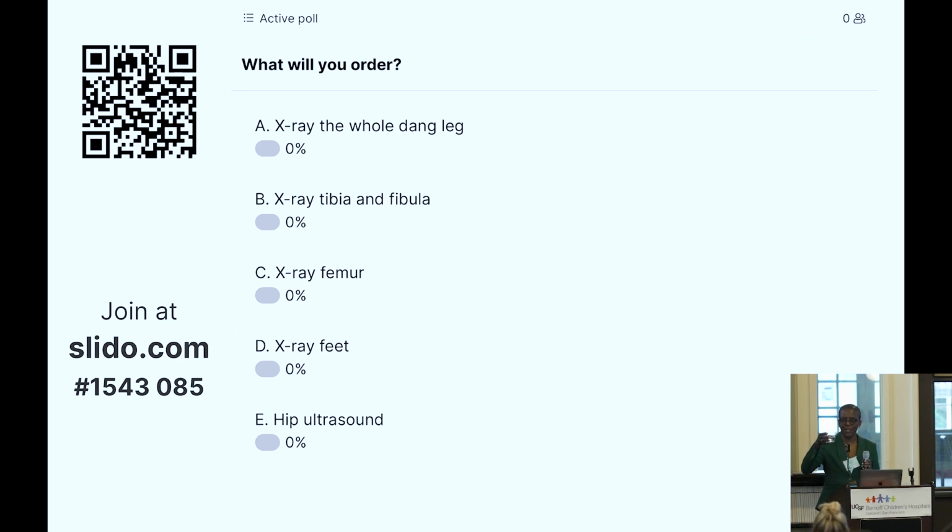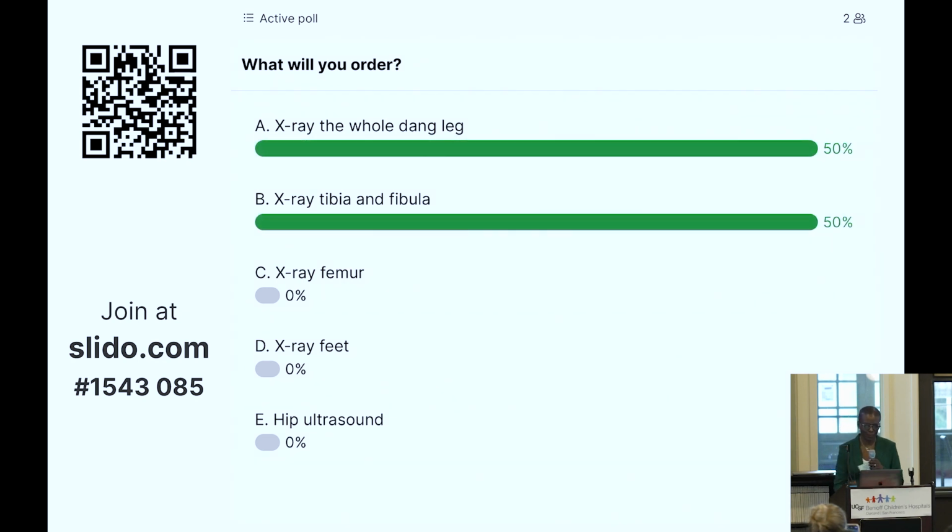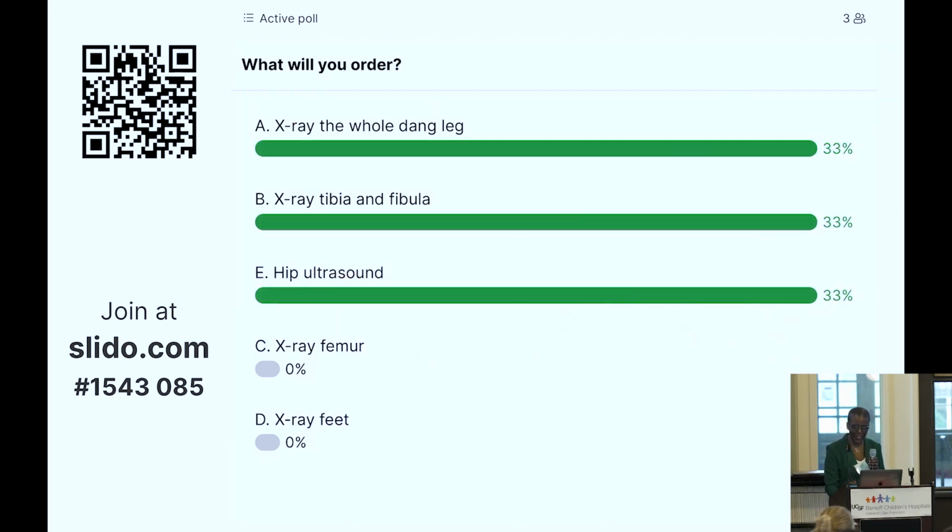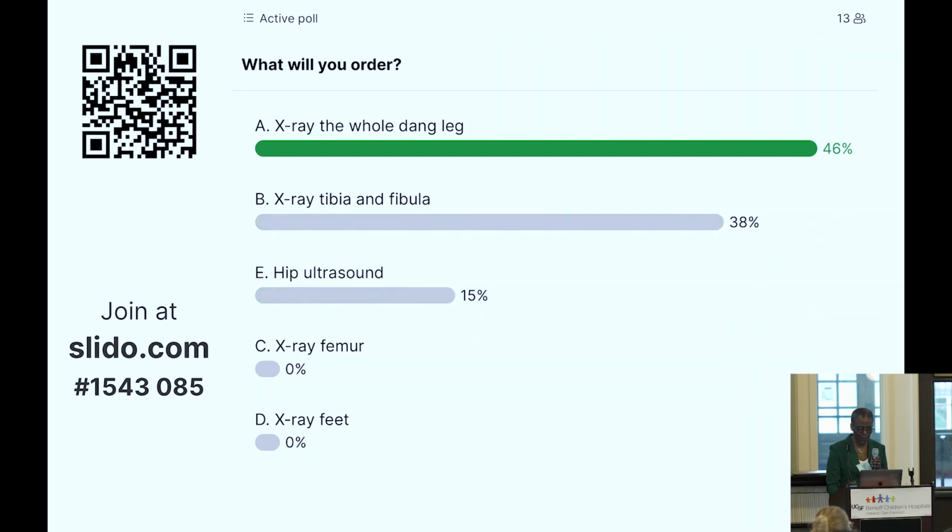No comments from the peanut gallery. No localizing symptoms. Okay, you guys are great. Okay. All right. So some saying hip ultrasound. No, not hip ultrasound. Tibia and fibula. X-ray the whole dang leg. Okay. All right. Okay, good. Well, let's talk about this.